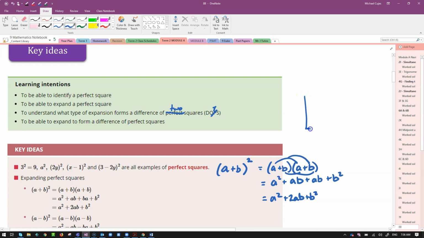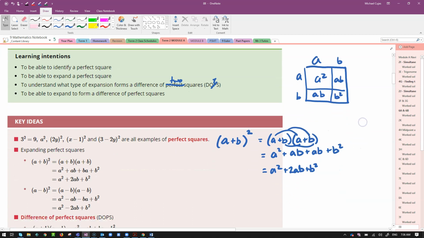And again, you can see that in your little box method if you wanted to. A plus b, a plus b, so this time they're the same length, it's a square, and we've got a squared. A times b is ab, a times b is ab, and b times b is b squared. And you can see we get the same answer.